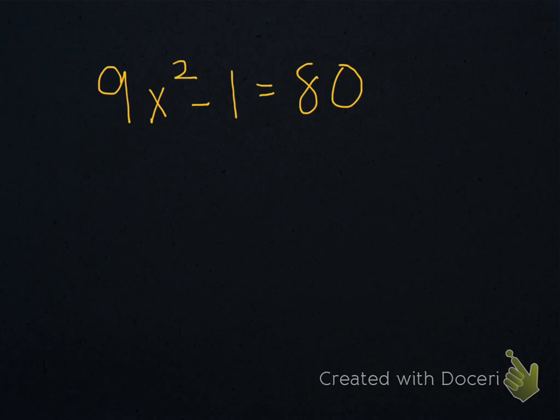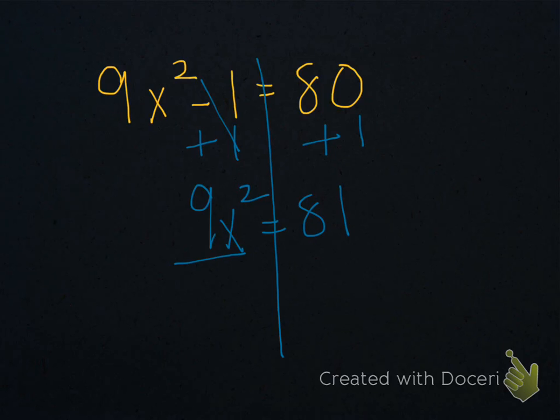Let me undo that. Let me draw my line, right, like I always do. And let me separate my letters from my numbers, for heaven's sakes. Follow the same rules. They still apply. So I'm going to have a 9x squared equal to an 81.